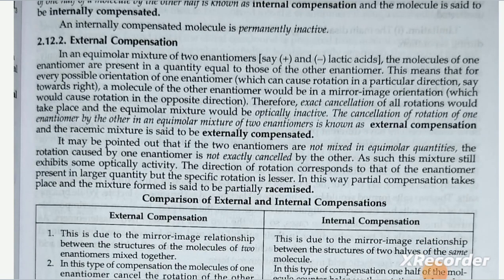It may be pointed out that if the two enantiomers are not mixed in equimolar quantities, the rotation caused by one enantiomer is not exactly cancelled by the other. As such, this mixture still exhibits some optical activity. The direction of rotation corresponds to that of the enantiomer present in larger quantity, but the specific rotation is lesser. In this way, partial compensation takes place and the mixture formed is said to be partially racemized. Comparison of external and internal compensations.